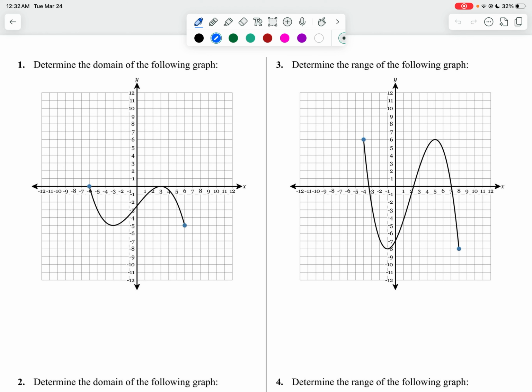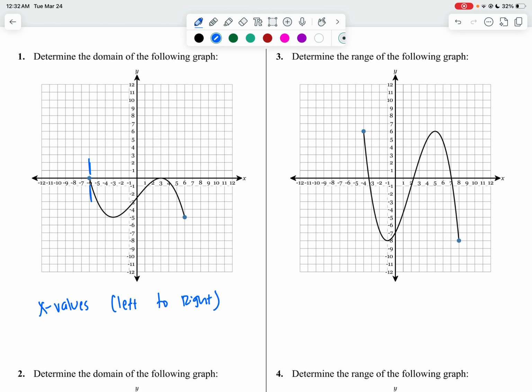Okay, so for number one, it tells you to find the domain of the following graph. Remember, the domain is going to be your x values, and you're going from left to right. So if I start here from the left, my leftmost part is going to be -6. And remember that since it's the x value, that's why it's -6 instead of 0, because it's the x values. So I'm going to have -6. And then if I were to go all the way here to the right, that's +6.